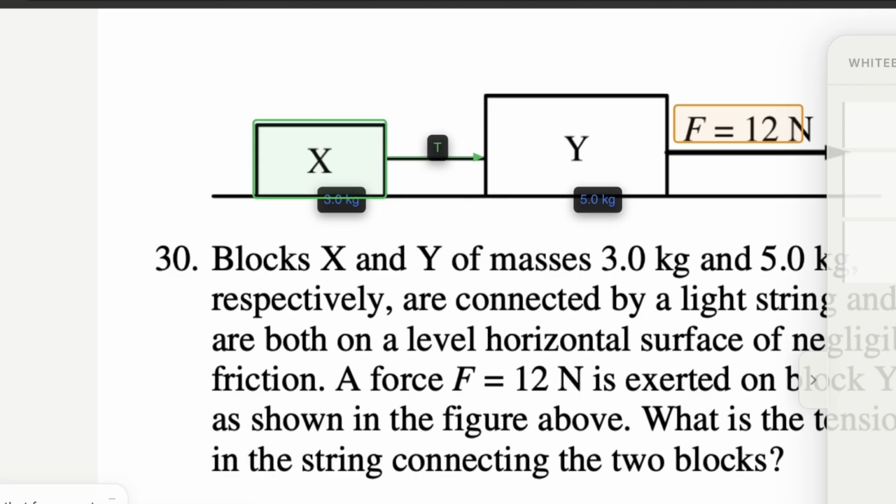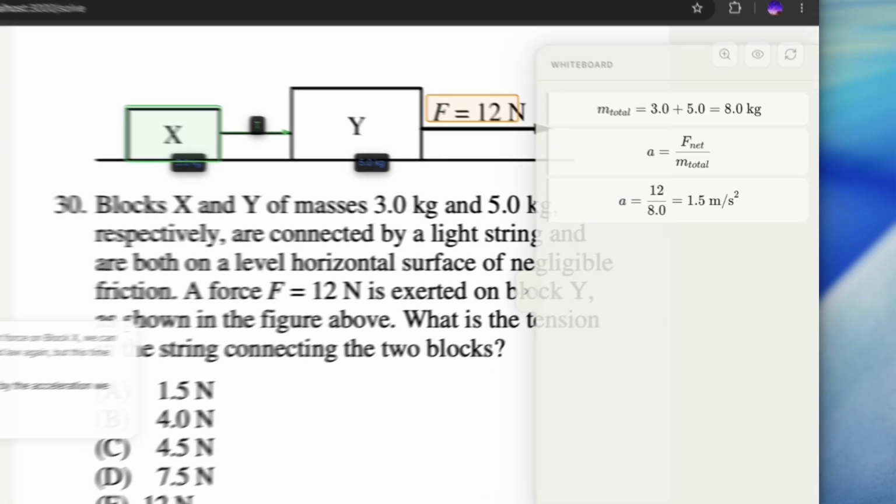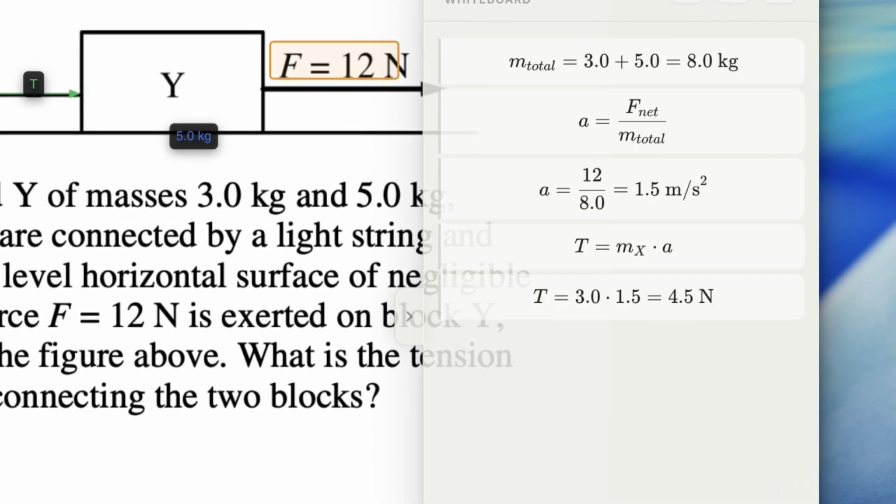Since tension is the net force on block X, we can apply Newton's second law again, but this time only to block X. We multiply its mass by the acceleration we just found, and the tension in the string is 4.5 newtons, which perfectly matches option C.